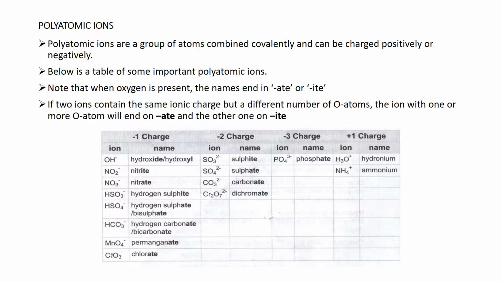That is why the one containing 3 oxygen atoms is named sulfite, and the one containing 4 oxygen atoms is named sulfate. So that's how you know when to end your name in ATE or ITE if you have oxygen in your polyatomic ion. And this applies to NO2- and NO3- as well. We have nitrite and nitrate. Also in hydrogen sulfite and hydrogen sulfate, we have HSO3- and HSO4-. So you should remember this and you should know this.